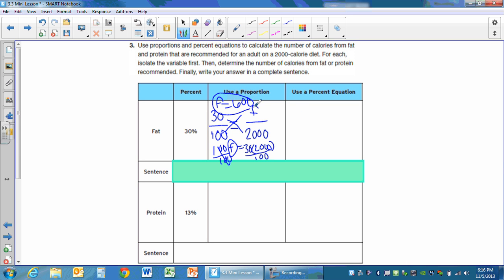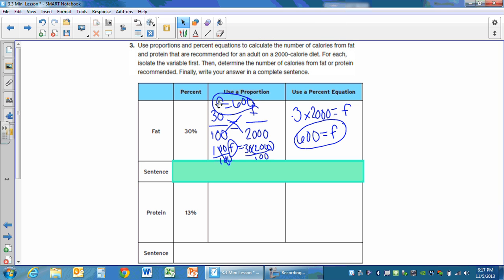So 600 of our daily calories should come from fat. If we use the percent equation, we need to use the percent in decimal form, which I had just written over in the other one as 0.3. We multiply that by the whole, or the total amount of calories, which is 2,000, and that should give us our part, which we're looking for, F. You just do the calculations, 0.3 times 2,000, and again, you should get 600 calories of fat per day. In order to write that as a sentence, the recommended number of calories from fat is 600 calories.